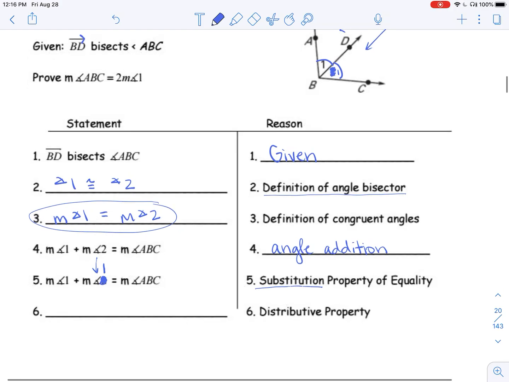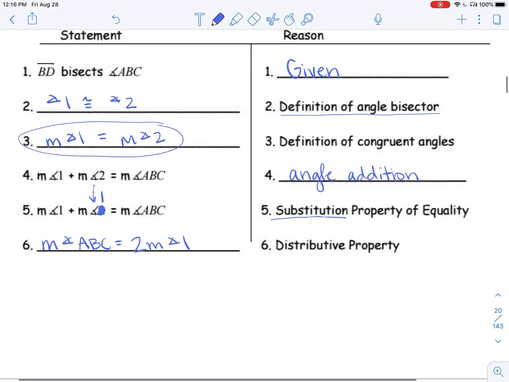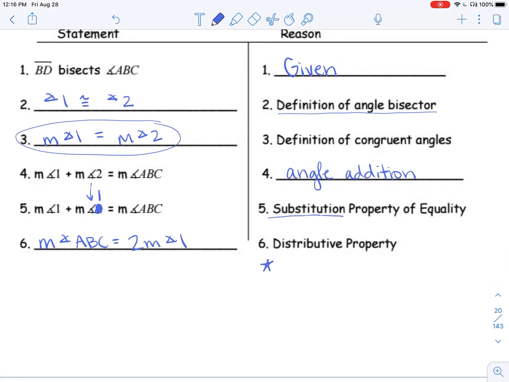Now, our goal here is to have the measure of angle ABC equal to 2 times the measure of angle 1. Now, this says distributive property. I will take that, but I almost see it as like an undistributive property. So two things that would probably be better is combine like terms. You hear that all the time in algebra, right? Combine like terms, combine your x's, combine your numbers. Or you could just say simplify.